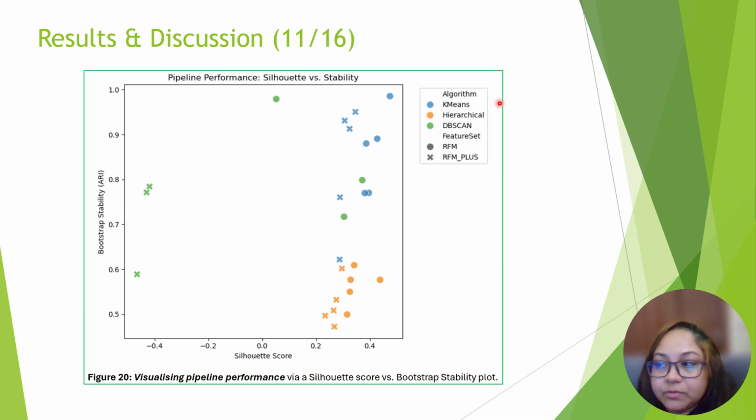So the key takeaway from this was that a three cluster k-means on the standard RFM feature set achieves the best balance of compactness as well as reproducibility. While RFM plus and DBSCAN can yield stable groupings, they do not match the cohesion of the RFM only k-means solution. Similarly, while RFM and RFM plus as well as hierarchical agglomerative clustering can yield cohesive groupings, they do not match the reproducibility, which is the bootstrap stability, of the RFM only k-means solution.